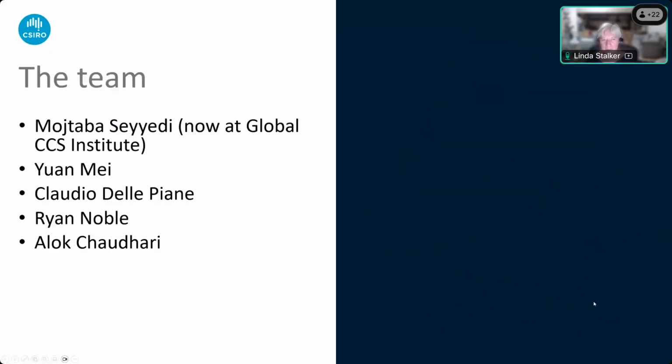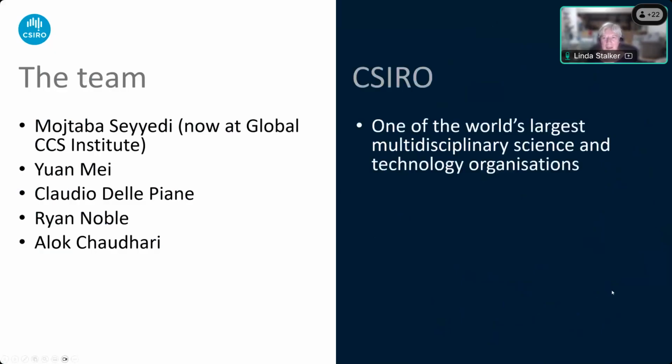There's been quite a team working together on trying to look at geochemical impacts from CO2 injection in the subsurface. And I'd just like to acknowledge Mushtaba Saedi, who's now at the Global CCS Institute, Ewan Mai, Claudio Delapiani, Ryan Noble, and now Alok Chowdhury, who are all working at CSIRO on this topic.